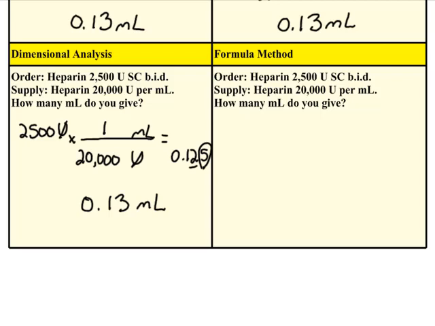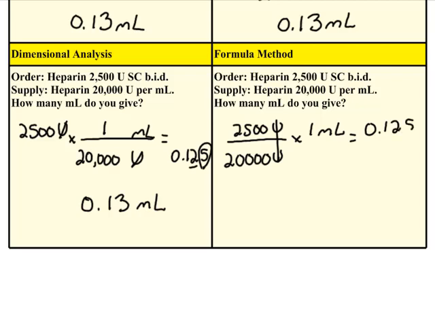The last method is the formula method. In this case, we're going to take what the doctor ordered, 2,500 units. We're going to divide by the dosage on hand, 20,000 units, and multiply by the way it's going to be delivered, the 1 milliliter. Units cancel. We divide 2,500 by 20,000, multiply by 1, and we get 0.125. But again, since this is heparin, we know we need to round to the hundredths place, and the 5 tells us to round up. Therefore, we deliver 0.13 milliliters.